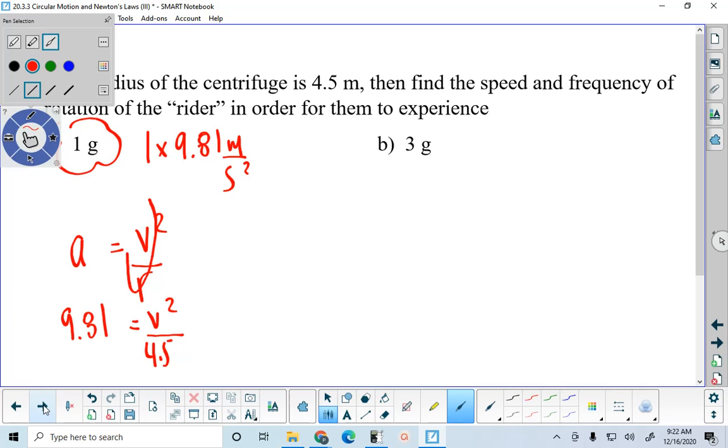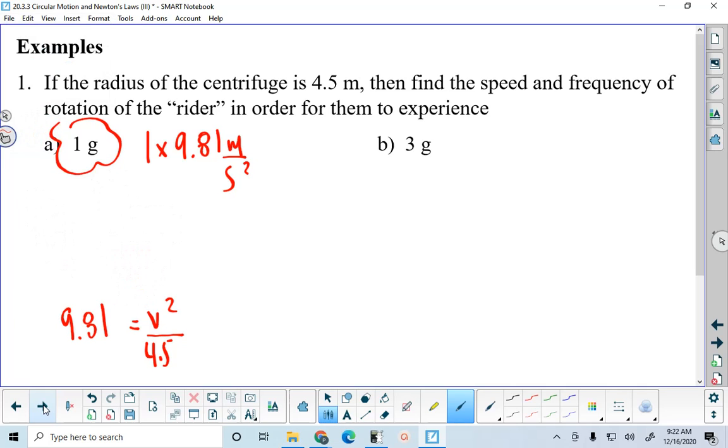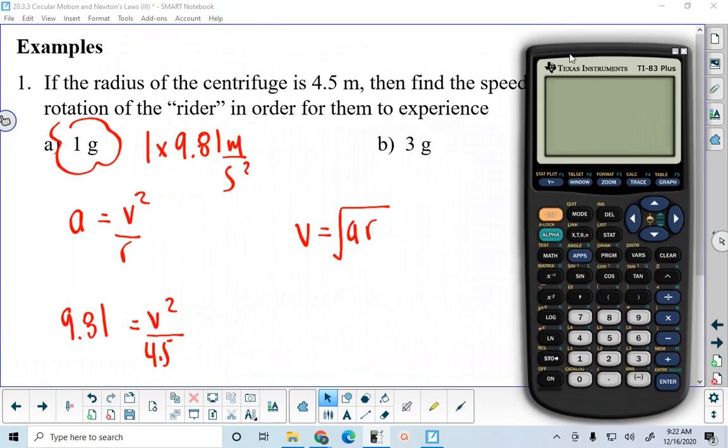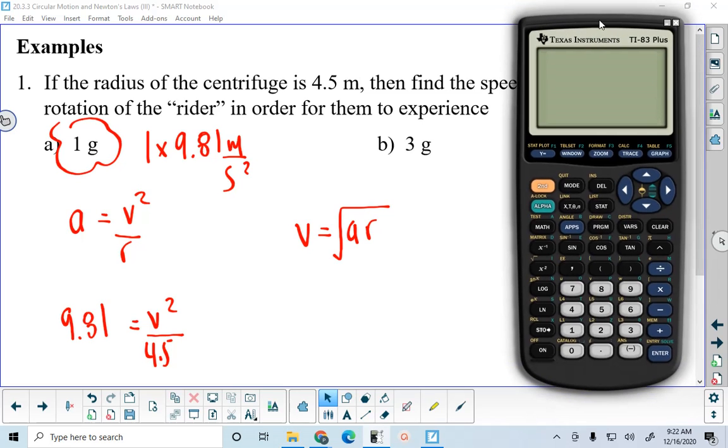So in order to find out, I just want to move this around and give myself a little bit more room. We're using a equals v squared over r. So in order to find out v, we're going to multiply a times r and take the square root. The reason why I rearranged that formula is I don't really feel like writing it down again and again for each of these questions. So 9.81 times 4.5, and then we have to take the square root. So the person's moving at about 6.6 meters per second.